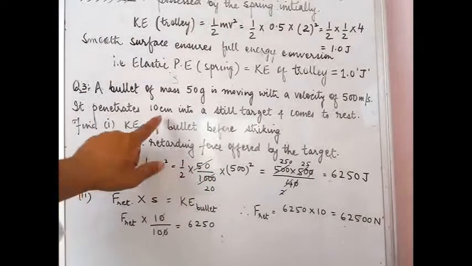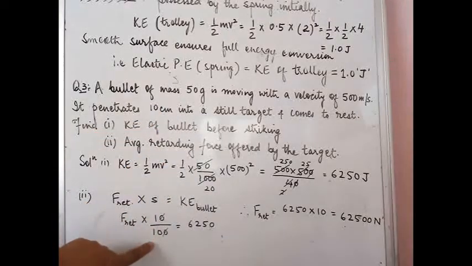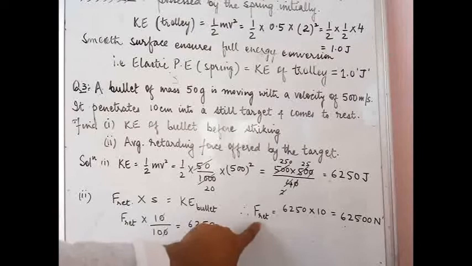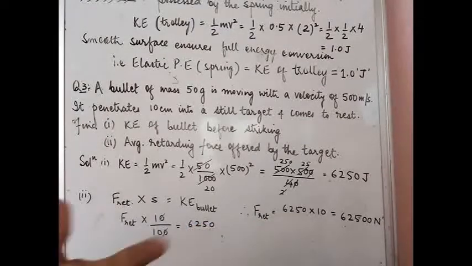So this 10 centimeter again has to be divided by 100 to convert it into SI unit, which is meter. So the 10 gets cancelled, this 10 can cross multiply over there, so you will get an F retarding value of 62500 newtons. So this much is the retarding force that was offered.